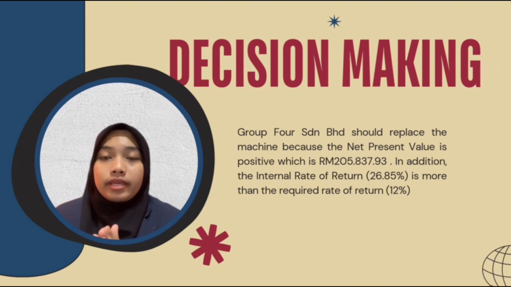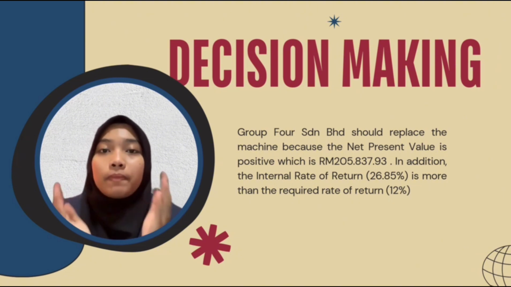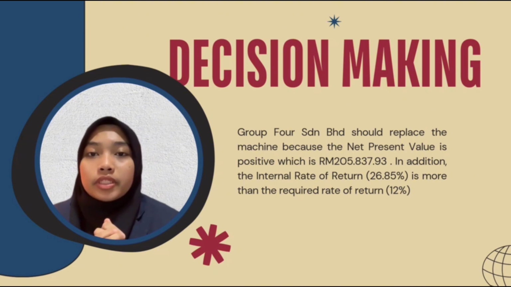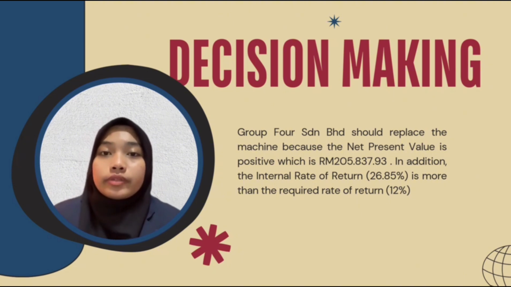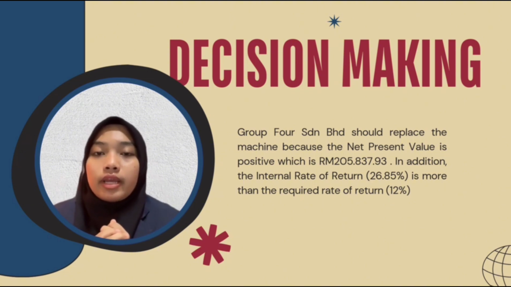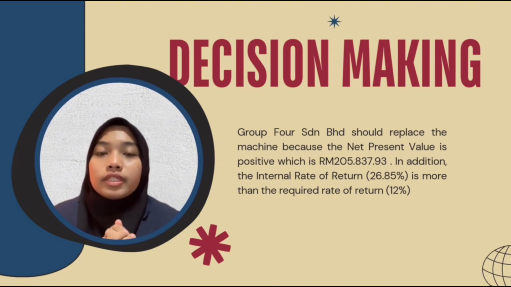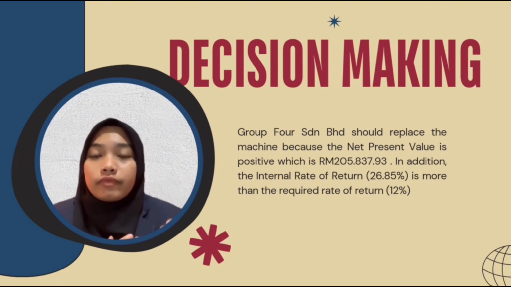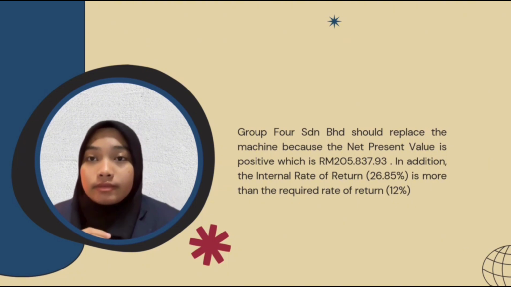Next is decision making. Group 4 Sdn Bhd should replace the machine because the net present value is positive, which is 205,837 ringgit and 93 cents. In addition, the internal rate of return, which is 26.85%, is more than the required rate of return, which is 12%.